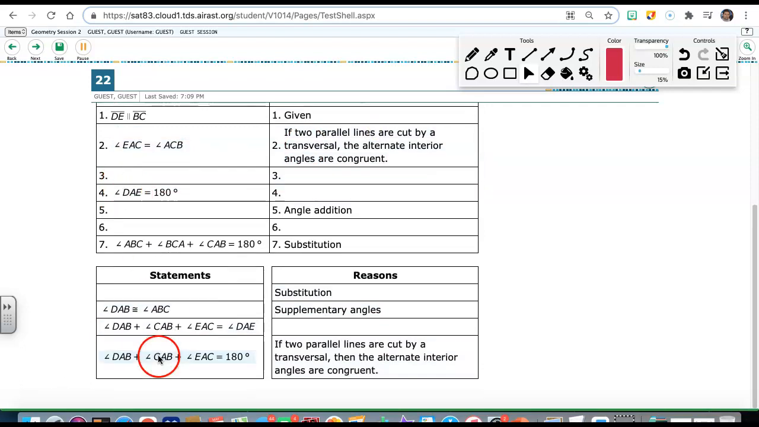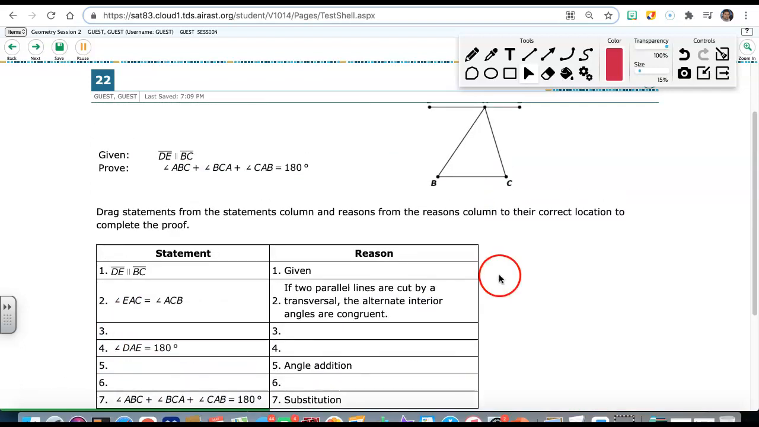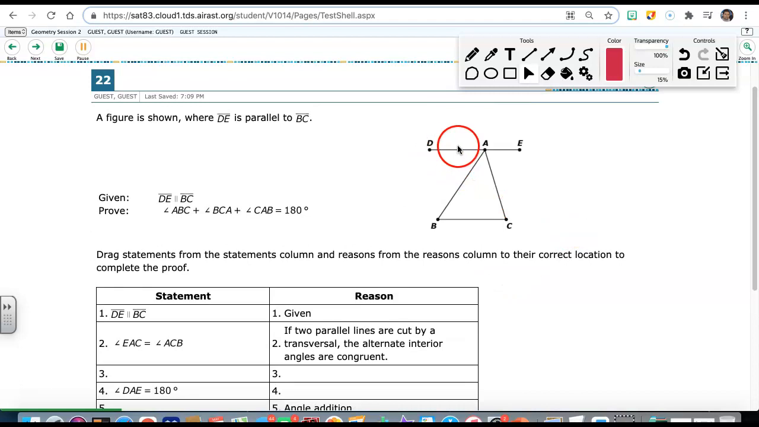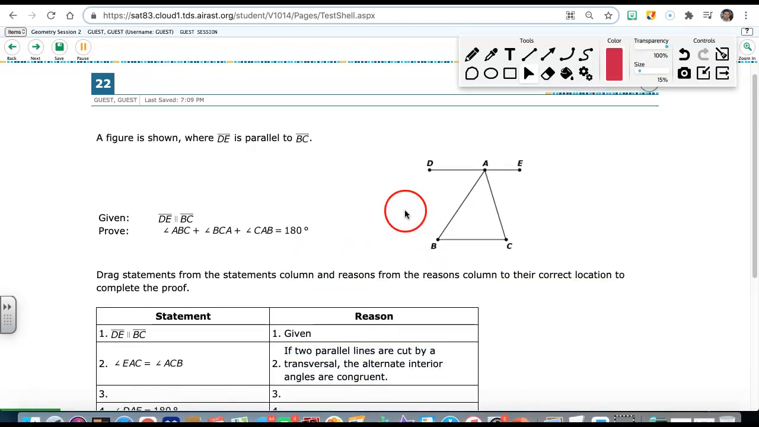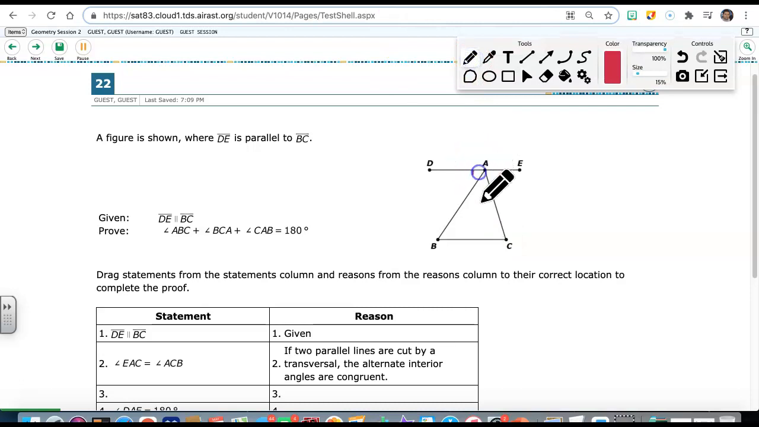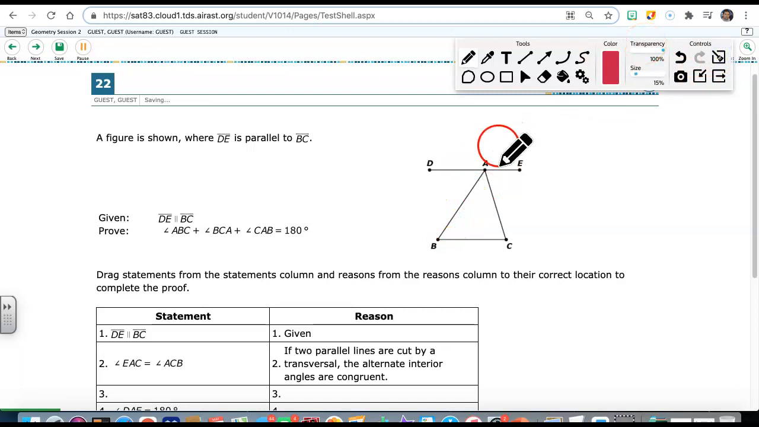What about the other ones? DAB. Let's look at DAB, this angle on the top. DAB, ABC. DAB with ABC. Yes, they're saying this angle with this. Those are alternate interior angles. So let's get that right away.